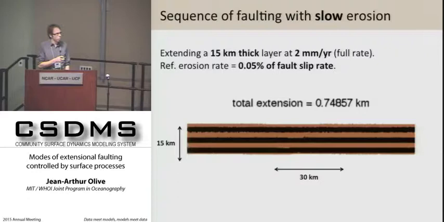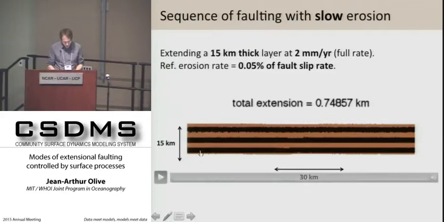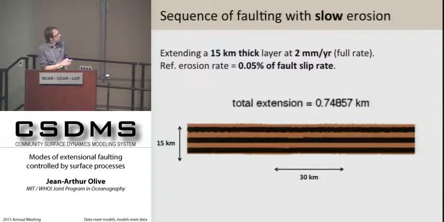So in this first case, we have very slow erosion, and what you're going to see here is growth along the initial fault here, bending the layers around it. But very rapidly, you'll see a sequence of other faults that will be formed, and things will get messy pretty quickly.